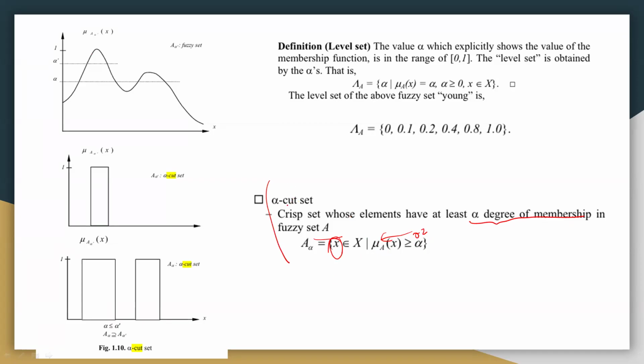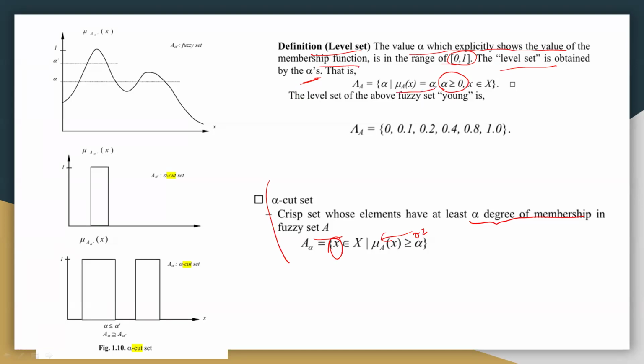Now, in contrast to this, you have something known as a level set. Now, what is a level set? The value alpha, which explicitly shows the value of the membership function, should be in the range of 0 to 1. That is why it is a fuzzy set, right? All the values will be between 0 and 1. So, a level set is actually obtained from the alpha values. You just have to find out all alphas that are greater than or equal to 0, that is, minimum 0 and greater than that.